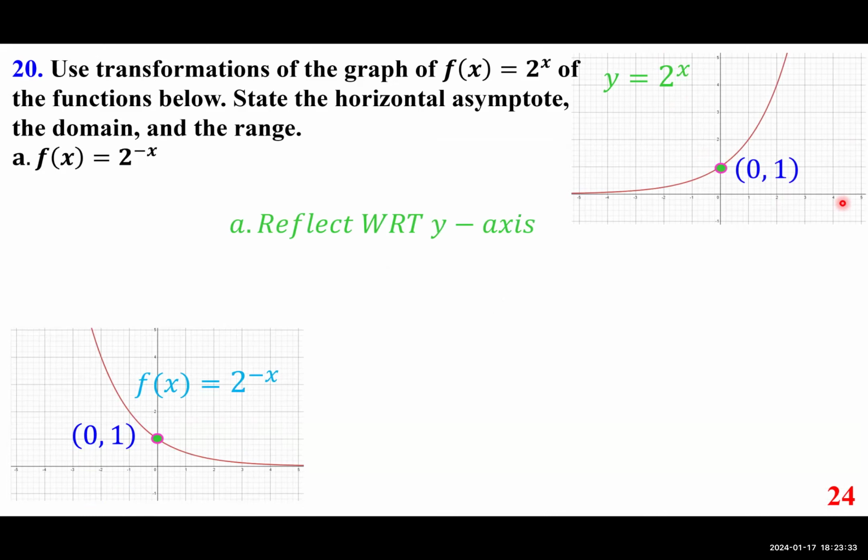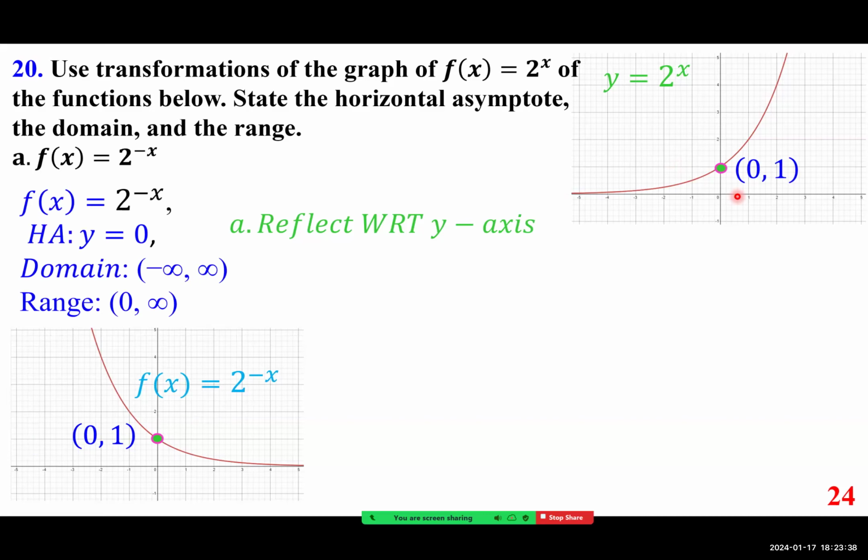So when you look at this graph, you can even put them next to each other. You notice that the horizontal asymptote is the same, which is the x-axis, y equal to 0. The domain here and here doesn't change: negative to positive infinity. The range doesn't change, 0 to infinity. So what has changed? This was an increasing function, but this is a decreasing function. So g of x is 2 to the power of x plus 1.